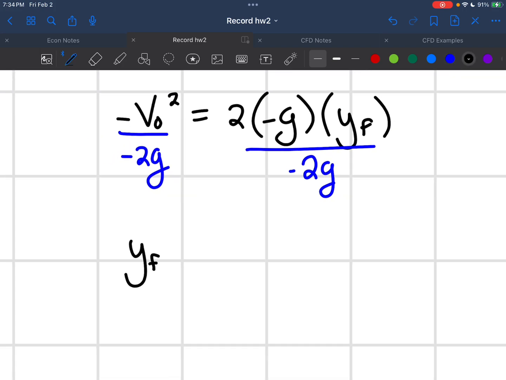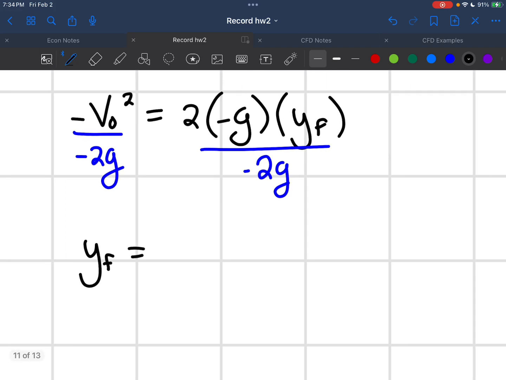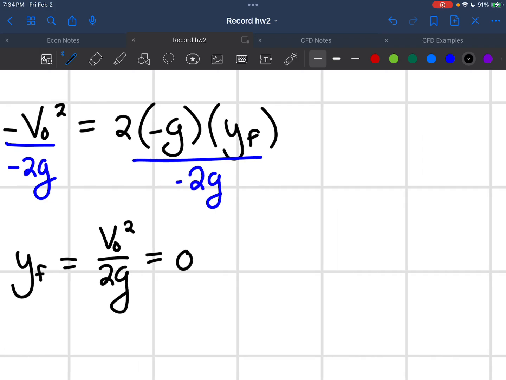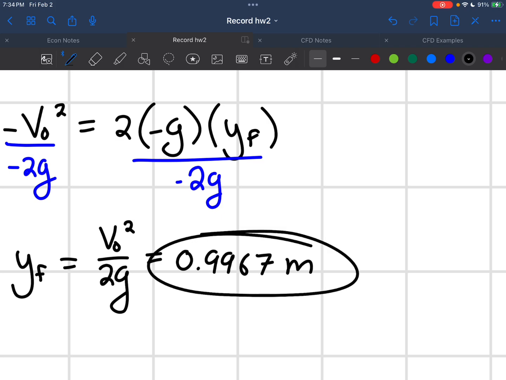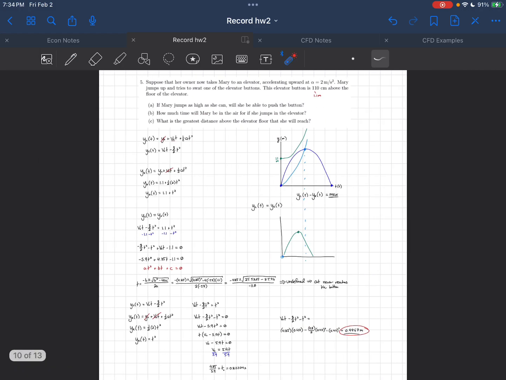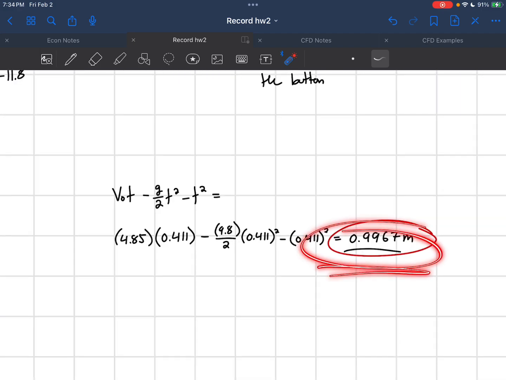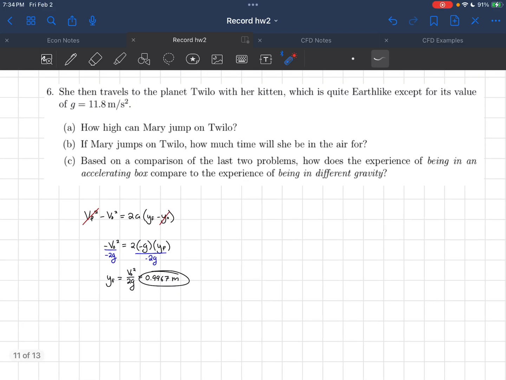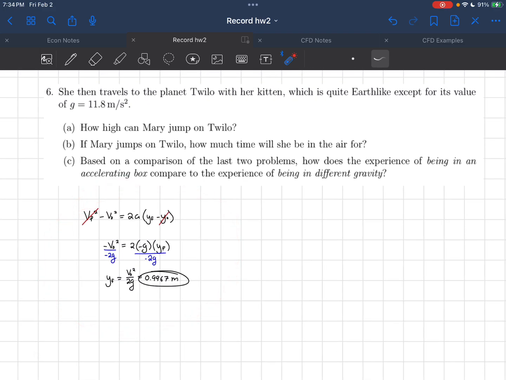So my y final, or the maximum height that she can jump on Twillow, is going to be v naught squared over 2g. And punching all of that into my calculator, I'm going to get 0.9967 meters. But that should look familiar, because that was exactly the maximum height that she could jump above the elevator. Now let's keep that in mind as we keep progressing through our problem.